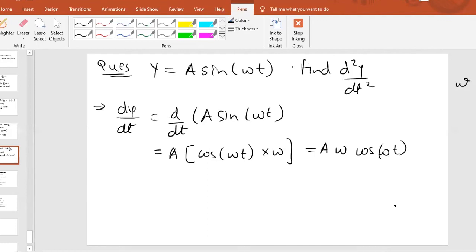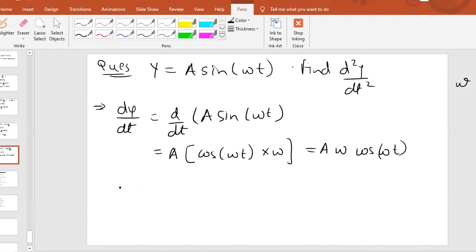Understand? Omega is constant. I will skip one step. First of all, a is constant, take outside. The differentiation of sine is cos, so write cos omega t. Now go inside the bracket. The differentiation of omega t with respect to t is omega. So the answer will be a omega cos omega t. That is dy by dt.